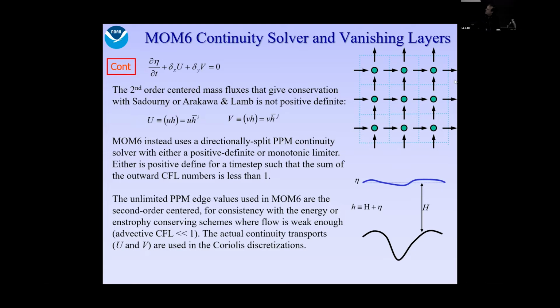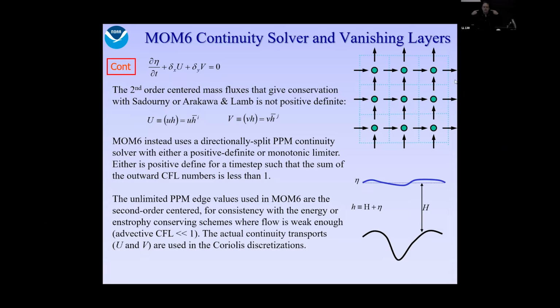So instead, what MOM6 does is we use a directionally split piecewise parabolic method continuity solver. And we can do this either with a positive definite limiter or a monotonic limiter. And this is exactly what I described yesterday when we were talking about the tracer equation. So we're going back and using the same sort of approaches to determine the mass fluxes. And then once you know the mass fluxes, you use the ratio of the mass fluxes to determine how much tracer you move around.